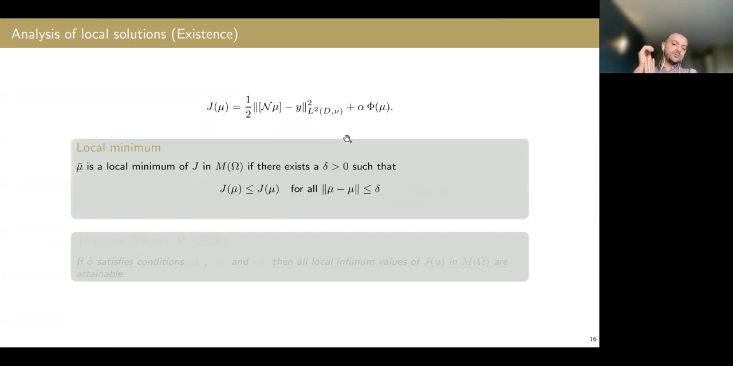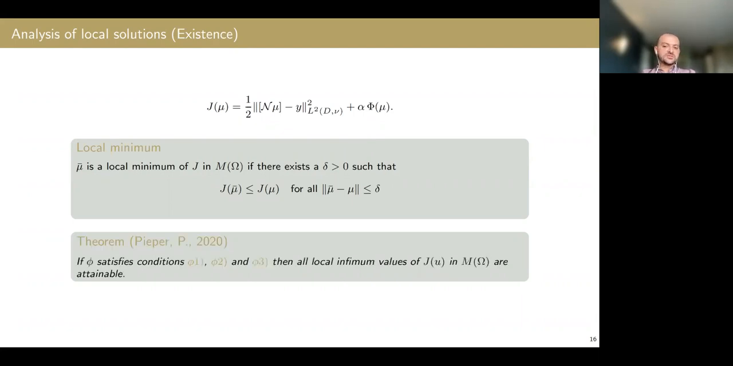Let's define what we mean by local minimum of this functional. A measure mu bar is called a local minimum of this functional if there exists a delta bigger than 0 such that J at mu bar is less than or equal to J at mu for every mu which is in TV norm at most delta distance away from the mu bar. Okay, so this is the local minimizer in the strong topology.